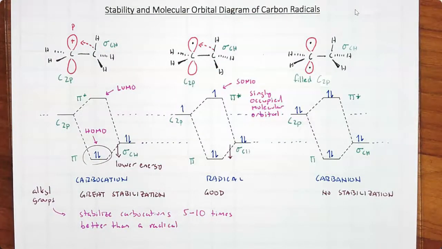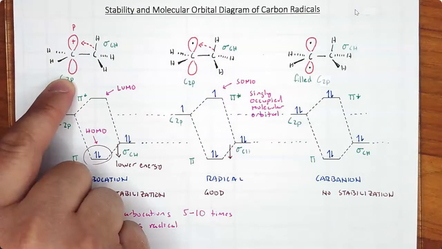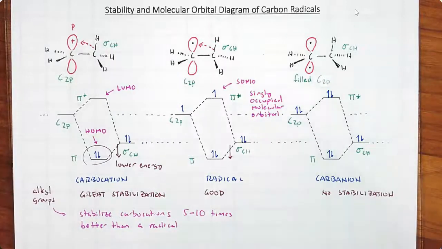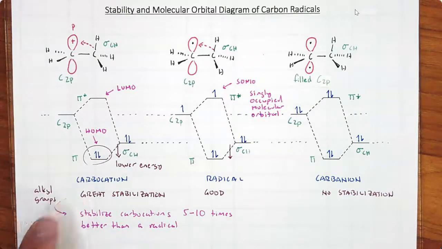So I'm asking my students to be able to reproduce the orbital cartoon, the MO diagram, and to explain certain features of the MO diagram, and to understand why alkyl groups do stabilize radicals, but the stabilization is not as much as alkyl groups stabilizing carbocations.